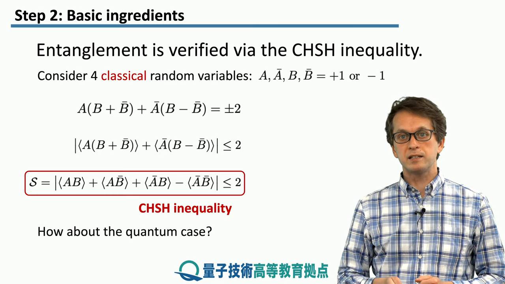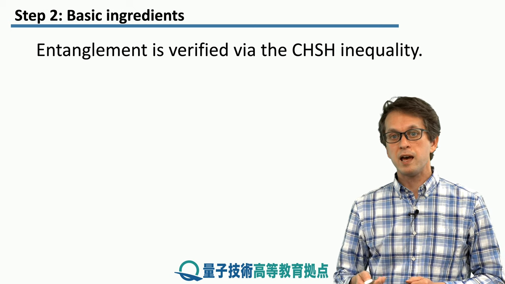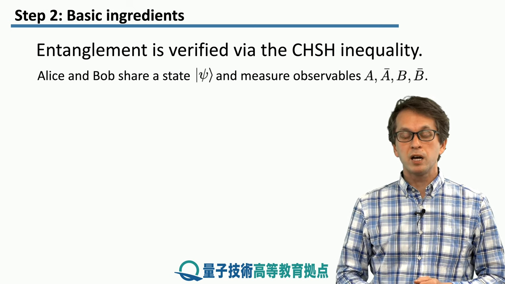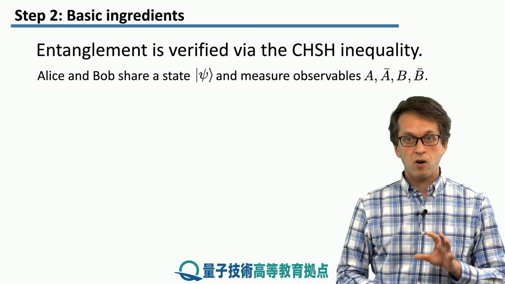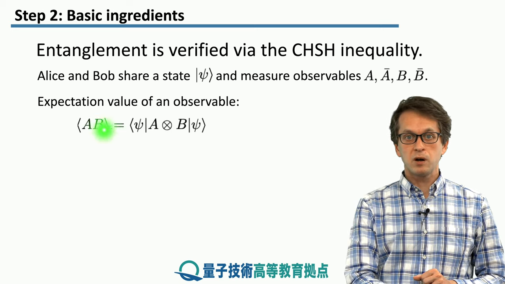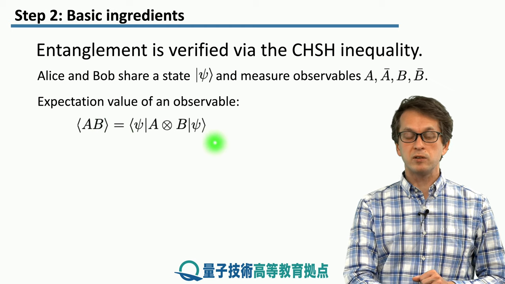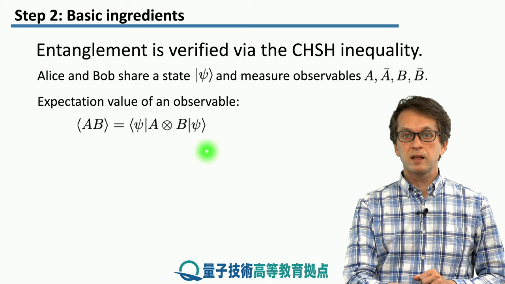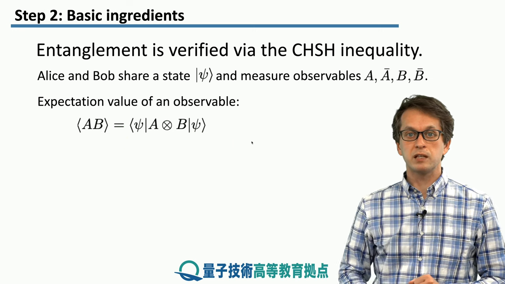Okay, this is the classical case. What happens in the quantum case? Well, in the quantum case, we can consider A, A bar, B, B bar to be the measurement outcomes in a certain basis on some state psi. So just to remind you, the expectation value of an observable where Alice measures A and Bob measures B is given by this expression. We take the tensor product of the observables A and B, and then we compute the following expectation value with respect to the state psi.